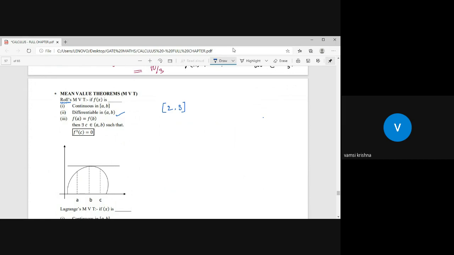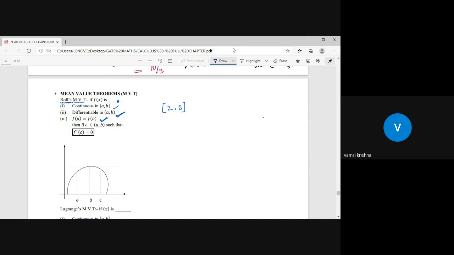If f of x is continuous, the given function is continuous in the open interval of ab. Continuous: limit as x tends to a minus, limit as x tends to a plus is equal to f of a; left hand limit is equal to right hand limit is equal to the function value, continuous. And differentiable, it should be differentiable: left hand derivative is equal to right hand derivative, differentiable. And f of a is equal to f of b. I have told three conditions now.